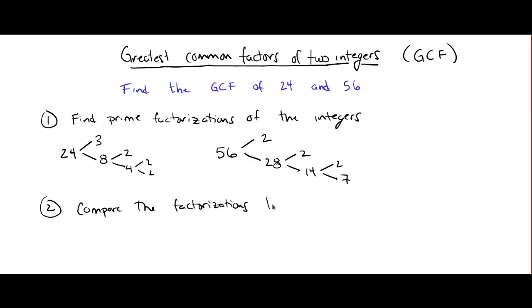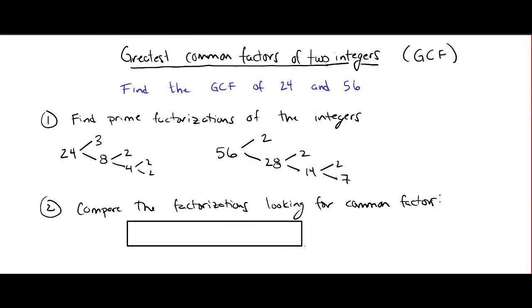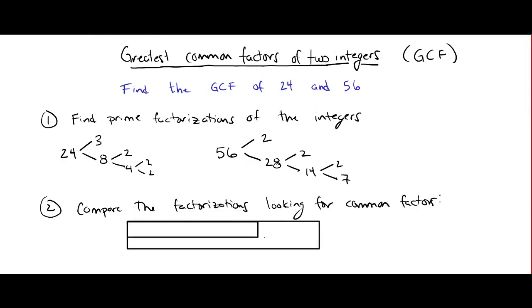looking for common factors. So we want to find all the common factors. Let's make a table actually. So we've got the factors of 24 and the factors of 56. 24, we said that was 2 times 2 times 2 times 3.